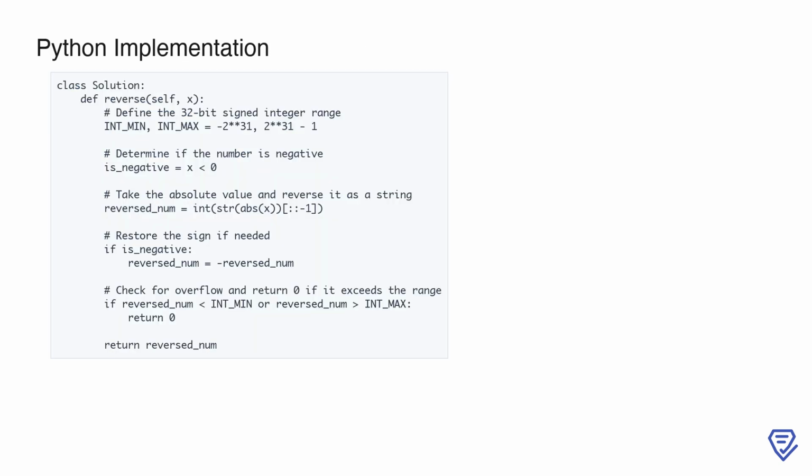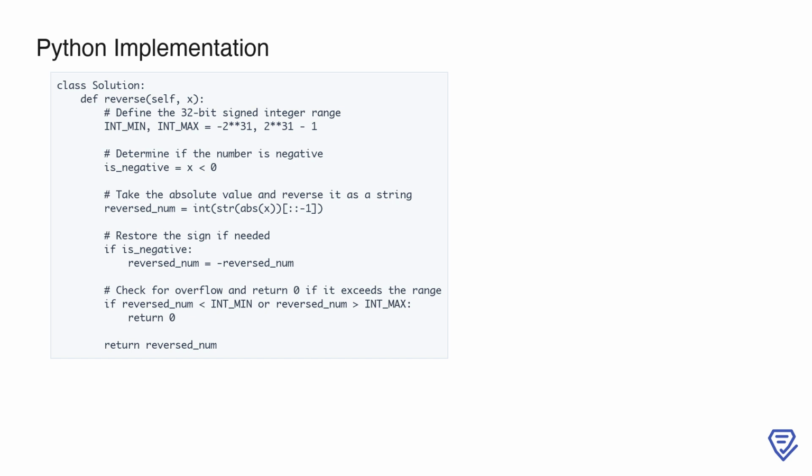The solution starts by defining the 32-bit signed integer range, which is required to handle overflow conditions. The constants int_min and int_max represent the smallest and largest values within this range. This ensures that the reversed integer remains valid. Next, the code determines if the input number x is negative. This is done by checking if x is less than 0. If the number is negative, it sets a flag, is_negative, to true. This is important because the reversal process works with the absolute value of the number initially.